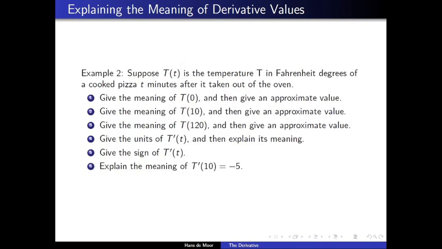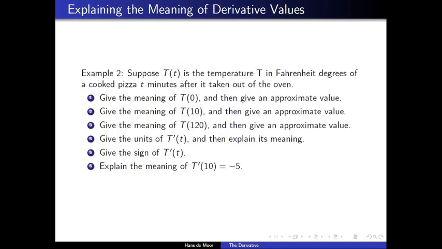And then we're talking about temperature of a pizza taken out of the oven. So T at 0 would be when you take a pizza out of an oven. How hot is a pizza when you take it out of the oven? Anybody know? Oh, that's how hot the oven is. 350 degrees and it'd be burning, right? It'd be smoking. Not a very appetizing thing.